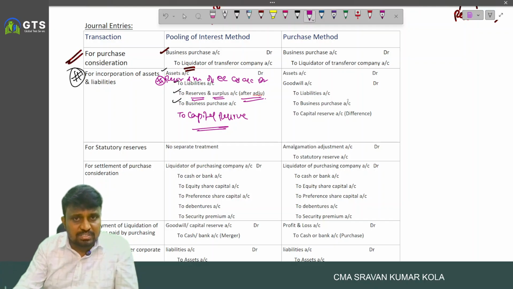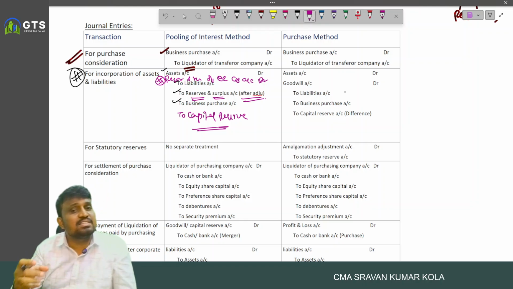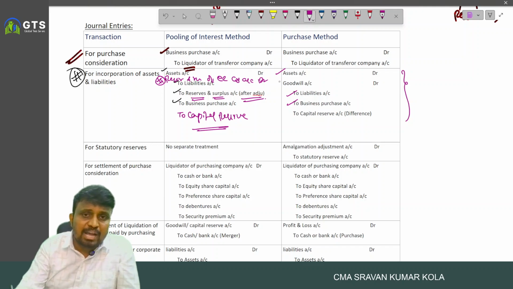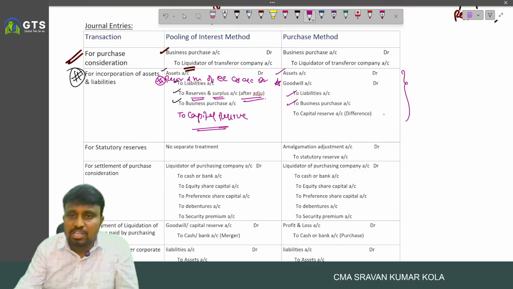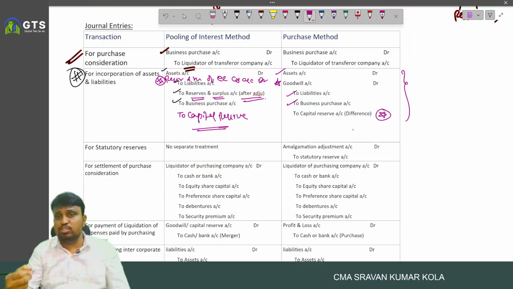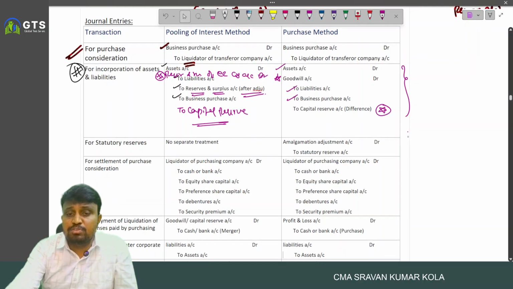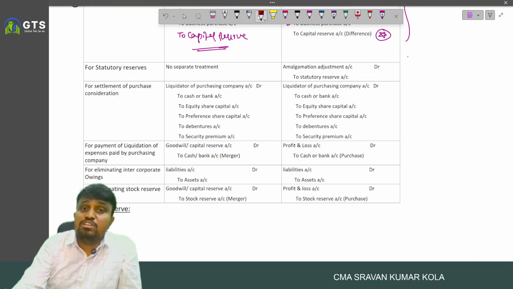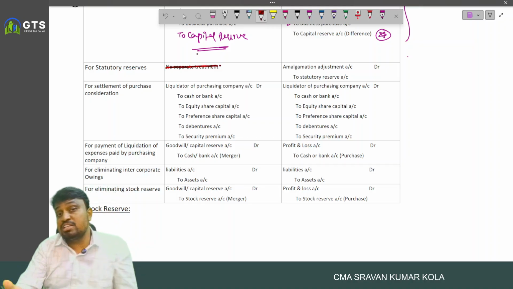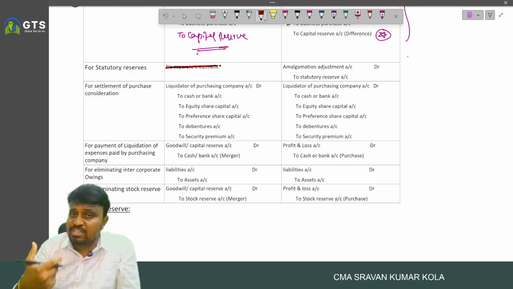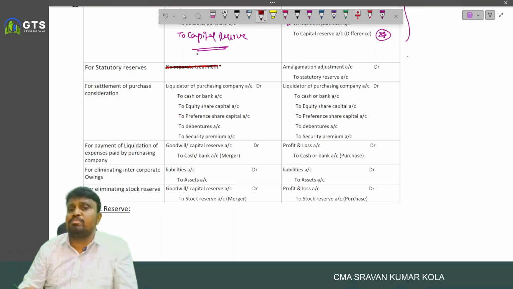And coming to the purchase method. While incorporating assets and liabilities, what is the entry? Assets account debited, to liabilities, to business purchase. If there is any capital loss, that is debited to goodwill. If there is any capital profit, that is credited to capital reserve. And next, for incorporation of statutory reserve. Remember, in case of amalgamation in the nature of merger, this is not required because all reserves and surplus are incorporated. Statutory reserve is specifically incorporated only in case of the purchase method.